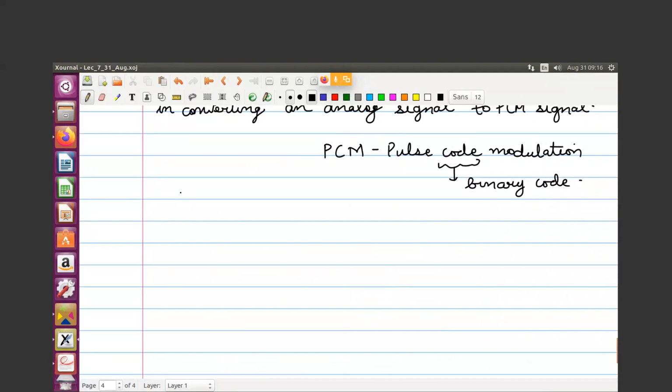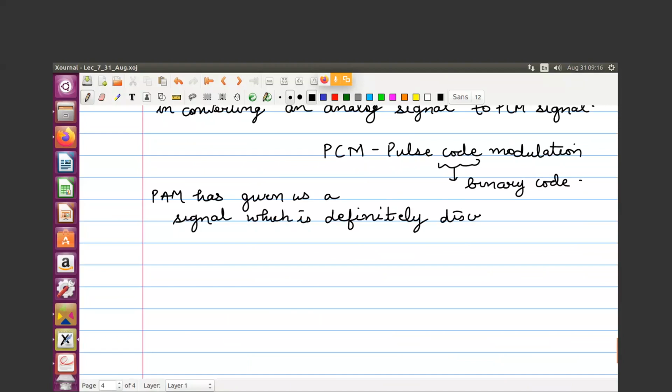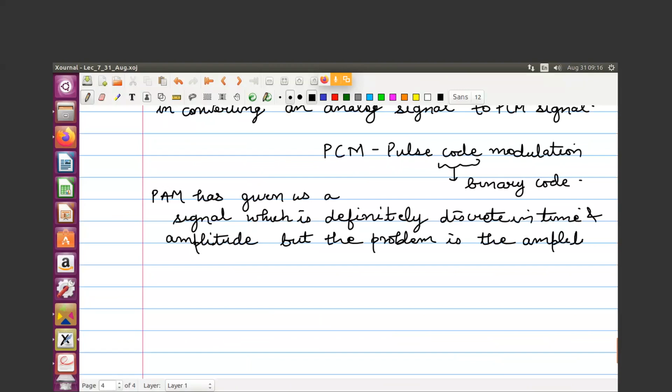Now the issue with PAM is that PAM has given us a signal which is definitely discrete in time and amplitude, but the problem is the amplitude values still do not belong to a finite set. The problem is this. So let us see this.